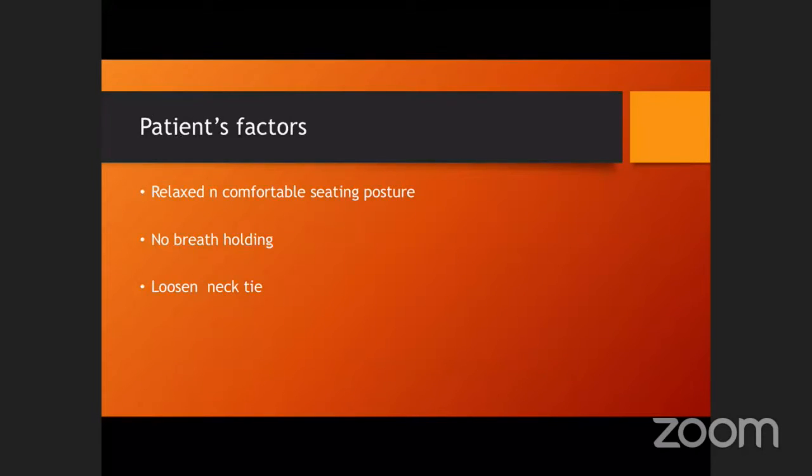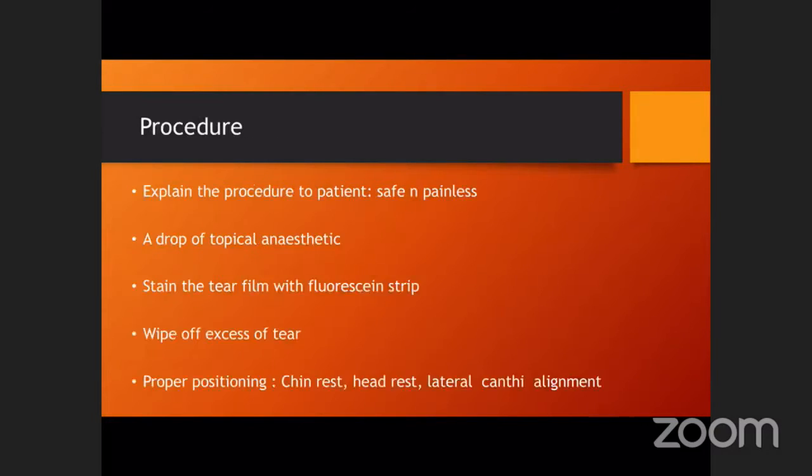What are the patient factors? We have to make sure the patient is relaxed and comfortable, and there should be no breath holding. If there is any necktie or anything, we have to loosen it. Now about the procedure: we have to explain the procedure to the patient, telling them that it is safe and painless. A drop of topical anesthetic is put into the lower cul-de-sac.